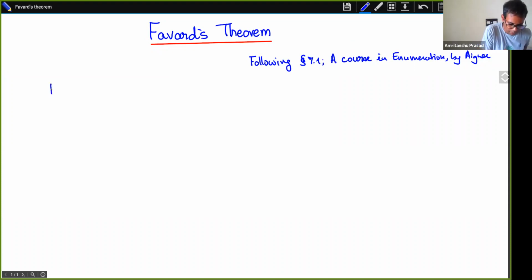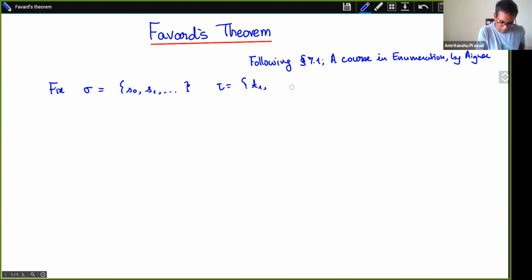So these parameters are given by usually sigma and tau. And these could be any complex numbers. And we assume that these t's are not zero for all q.